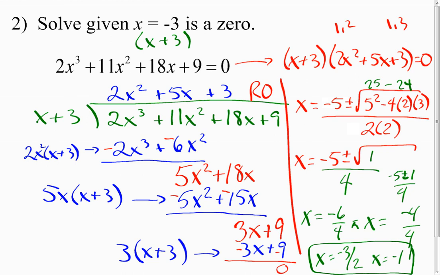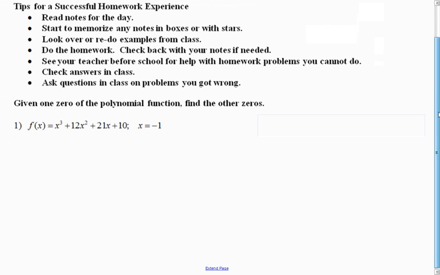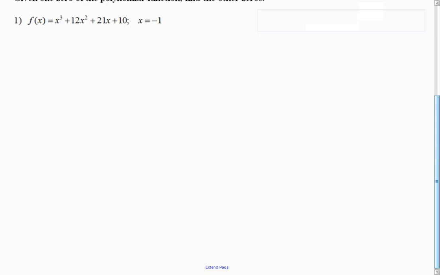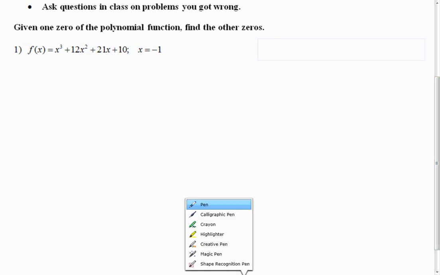All right, I want to do one problem off your homework, and then from that point, I'm going to wrap this up. You guys can work. All right, so here's your homework. Wow, Mr. Hayes, that looks so nice. I know. I blocked out number 2 for us just to give us some room. Same process. Get my pretty markers out.